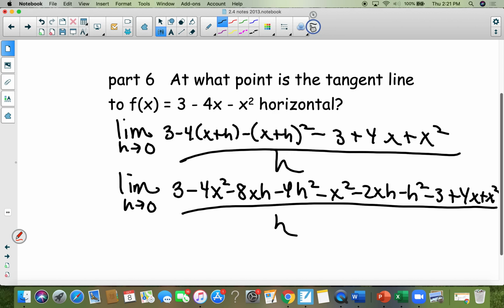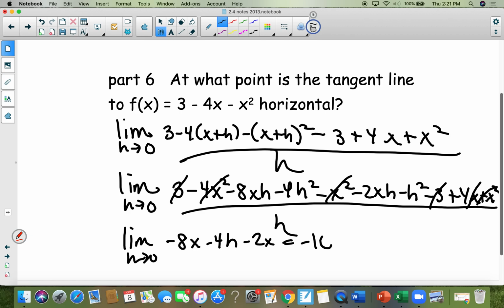I'm just going fast because I've got one template to do. Cross out 3, 4. Well, I went with 4x squared. Where is he? There he is. Take out an h. You're gonna have a -8x, a -4h, and another -2x. I could have combined those two together, couldn't I have? As h approaches 0, you get -10x. And at what point is the tangent line? So that's the formula, that's called the derivative. I went really fast.